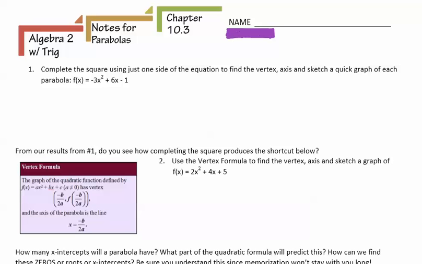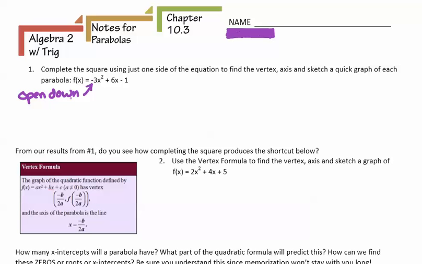Question 1 says, can we complete the square using just one side of the equation in order to find the vertex and axis of symmetry and make a quick sketch? So we have an x squared parabola. Something that'll give you a quick hint is because we have a negative value for a, we already know that this parabola is going to open down. And we know that that multiplier of 3 is going to make the y-coordinates grow faster, so near the vertex it will look narrower. But we don't know where that vertex is.